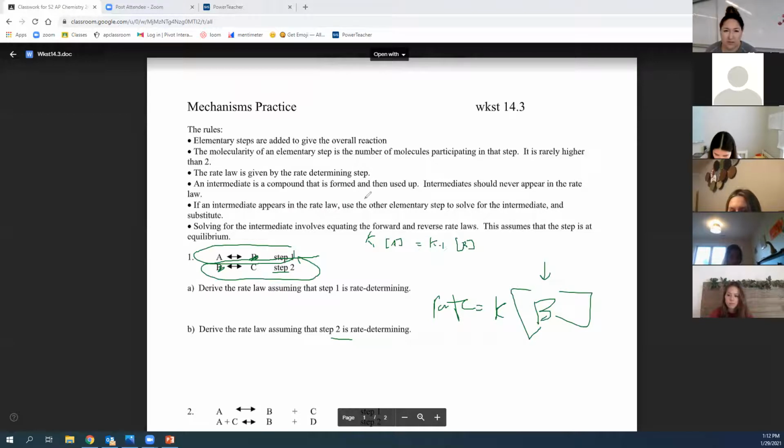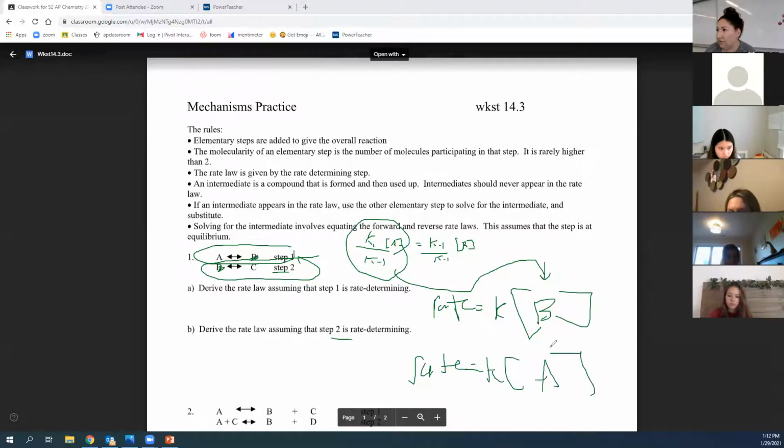Does that make sense for that part? Okay, I'm going to solve for B. So I'm going to divide this side by k negative 1, and now I'm going to substitute this in here, and it becomes rate equals k times A, because all of these ks just become a generic k. It's just a bunch of numbers.